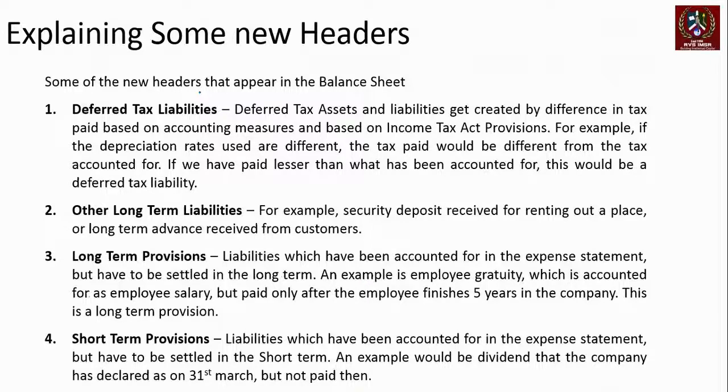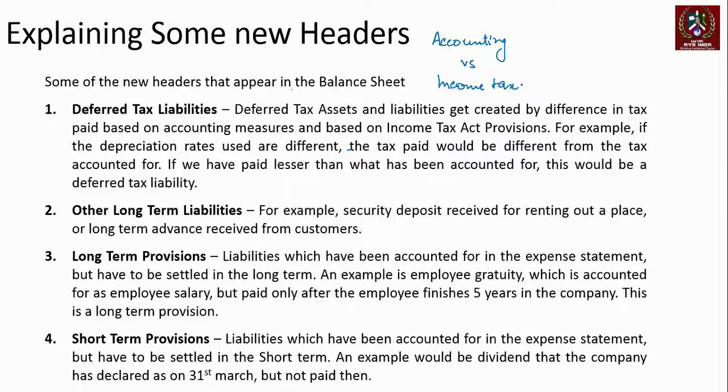Some of the new headers that would appear on the balance sheet would talk about deferred tax liabilities. So you could see a deferred tax asset, you could see a deferred tax liability, and you could see a net of any of these. In this case, we are seeing a deferred tax liability. Now, how does this come in? Typically, there is a Companies Act in India and there's an Income Tax Act in India. So the accounting done by the company versus the income tax accounting will create a couple of differences.